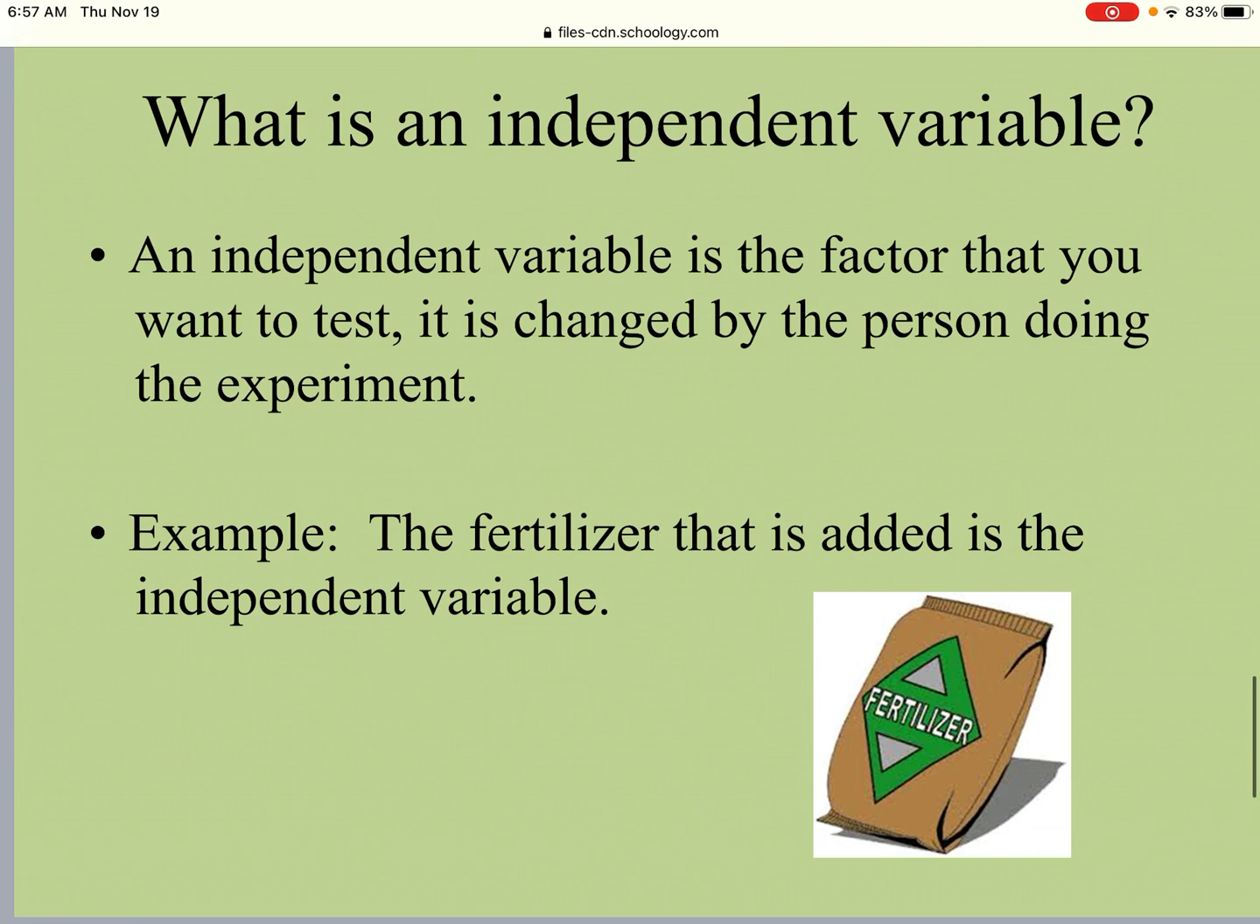What is an independent variable? An independent variable is a factor that you want to test. It's going to be changed by the person doing the experiment. So in this example, the fertilizer that is added, that's the independent variable, because that is changed by the person doing the experiment.